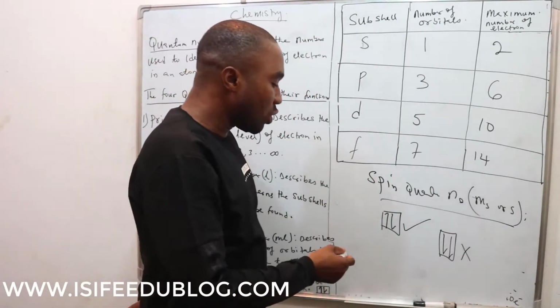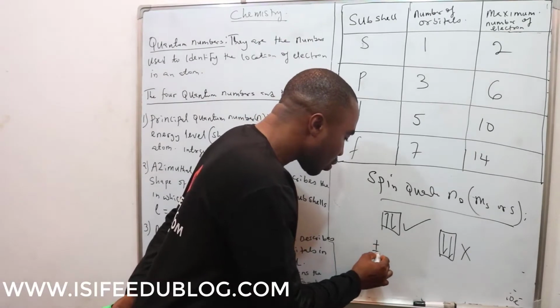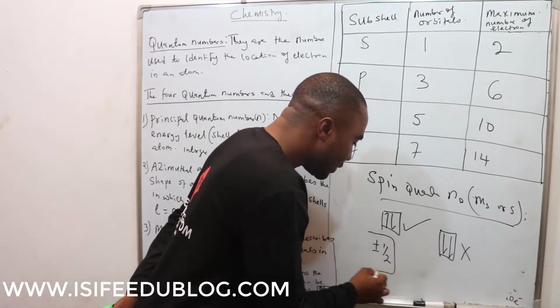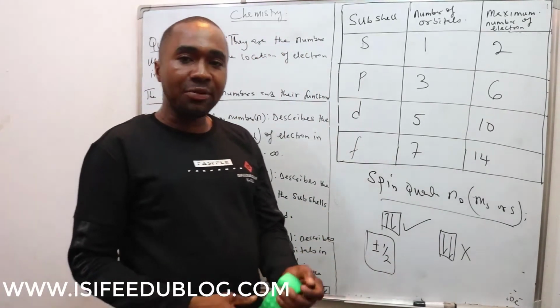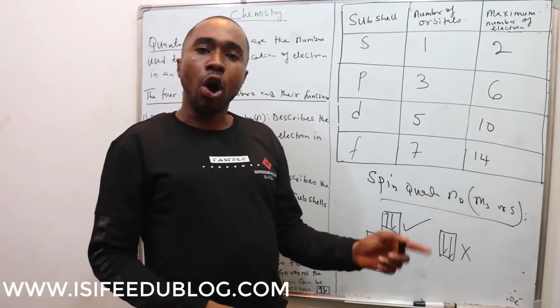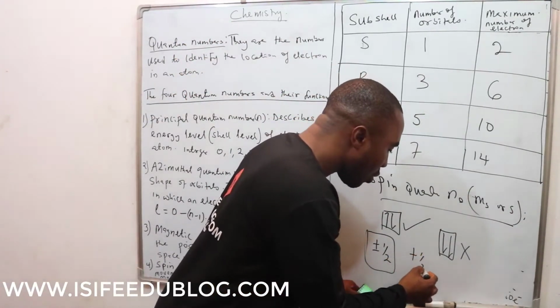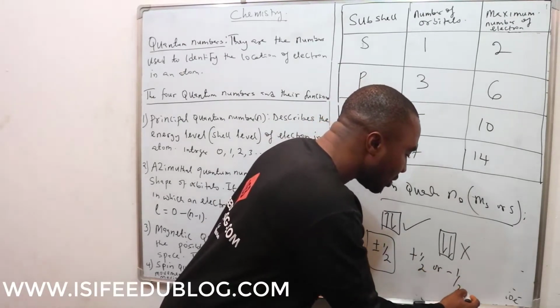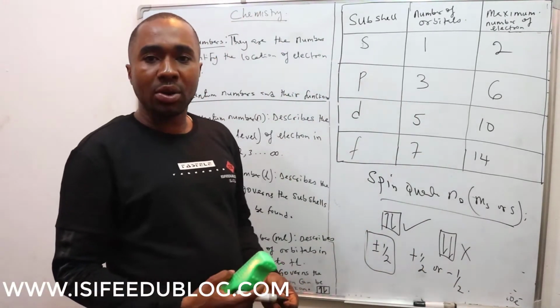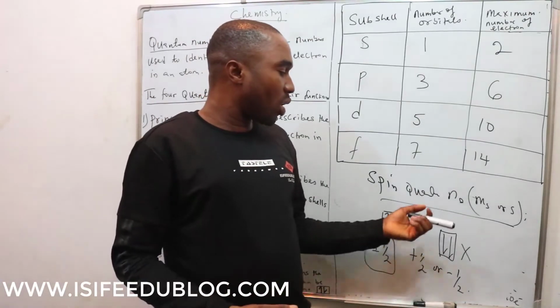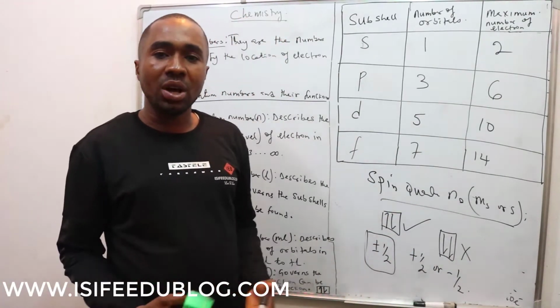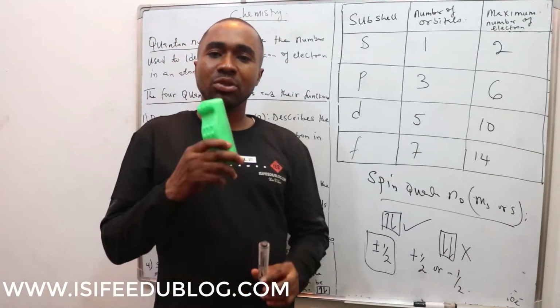So the spin quantum number has a value of plus or minus half. The value for it is either plus half or minus half. That is, an electron can either be moving up or going down, plus or minus half. So that is the work of the spin quantum number. It just tells us the movement of the electrons in the orbital.